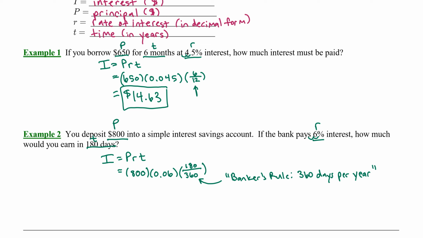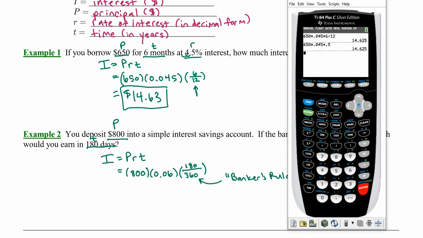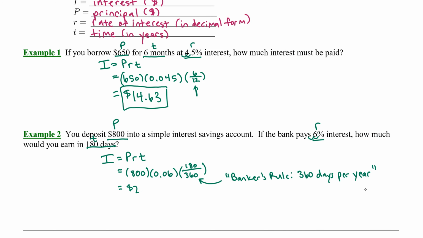So how do you tell what your bank does? Let's say you go to your bank and you open a savings account. Well, you just have to read the fine print. Are they calculating it based on a 365-day year? Some banks will. Or are they using a 360-day year? So just read carefully and know the details for your account. Let's type this in. $800 times 6% interest. That's great interest, by the way. 180 out of 360 days. And the amount of interest that we earn is $24.